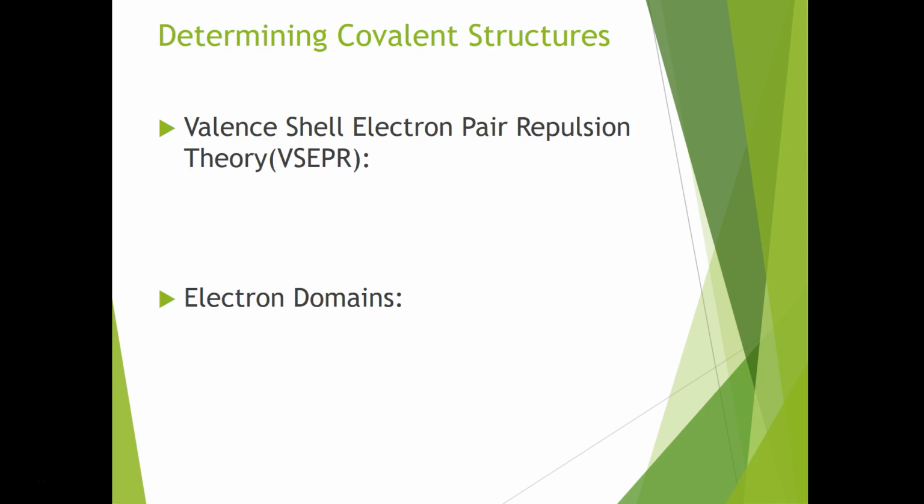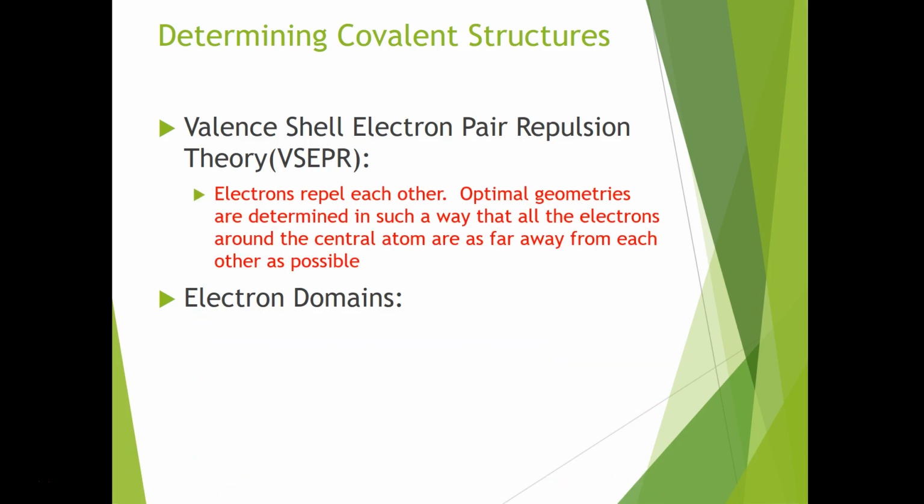All right, so determining the structure of molecules. To do that, we use what is known as valence shell electron pair repulsion theory, and this just works on the principle that electrons all repel each other, and geometries for molecules are formed by the valence electrons in the bonds and the lone pairs all trying to be as far away from each other as possible. So the optimal geometry will be one in which all the bond angles are as far apart from each other as they can possibly be.